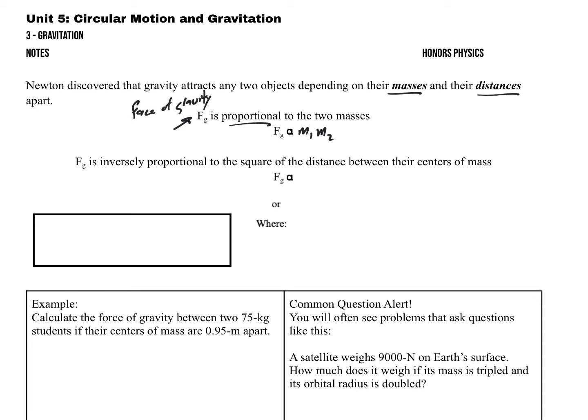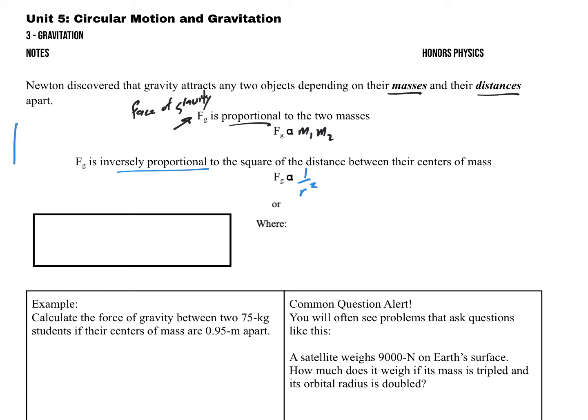So if it's proportional to the two masses, that means it's got to be inversely proportional to the square of the distance between their centers of mass, or in other words, 1 over r squared. So it behaves like an inverse square law.